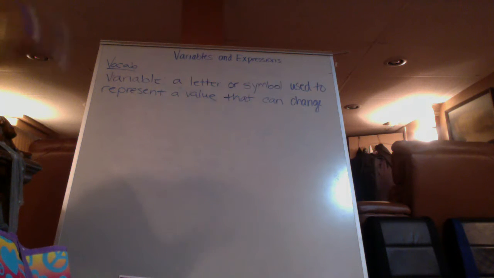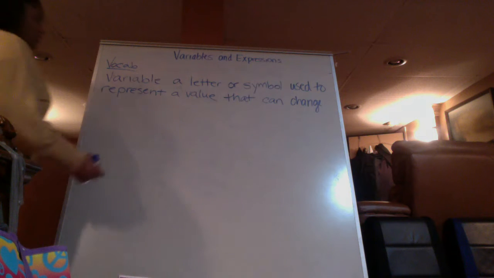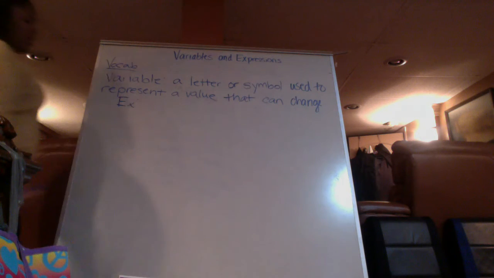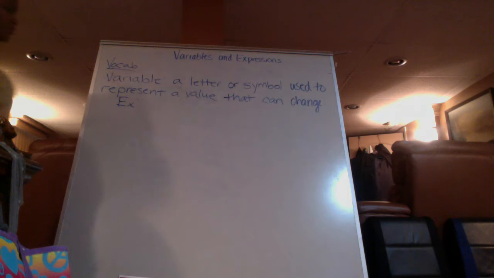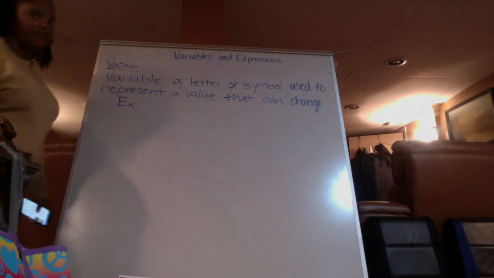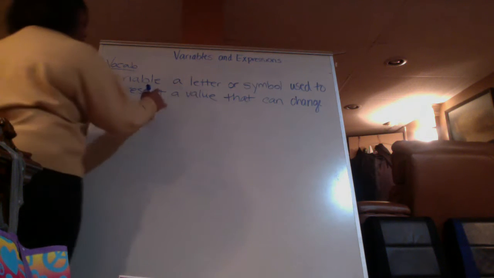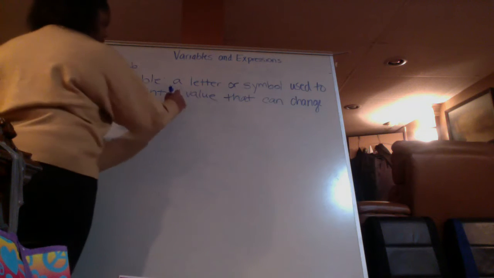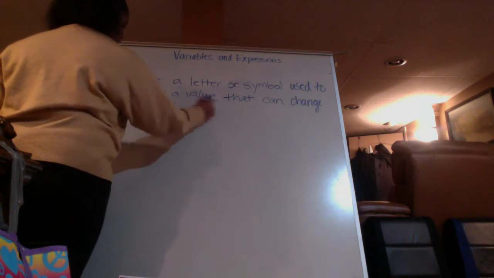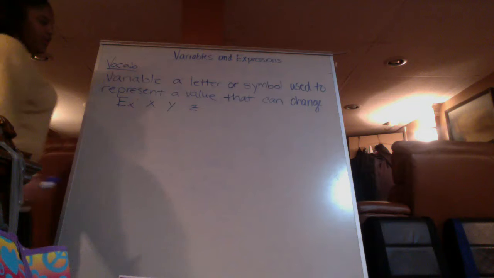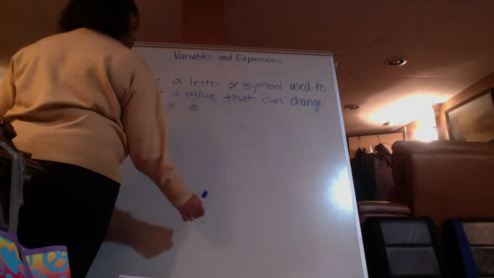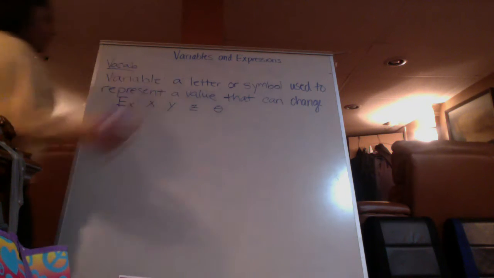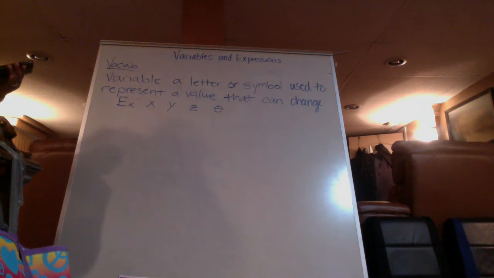Now, we're going to think of some examples of them. So what do you think? Some examples could be X, which is usually a very common one, but they can also be Y. It could also be Z. It can also be symbols that look like this.